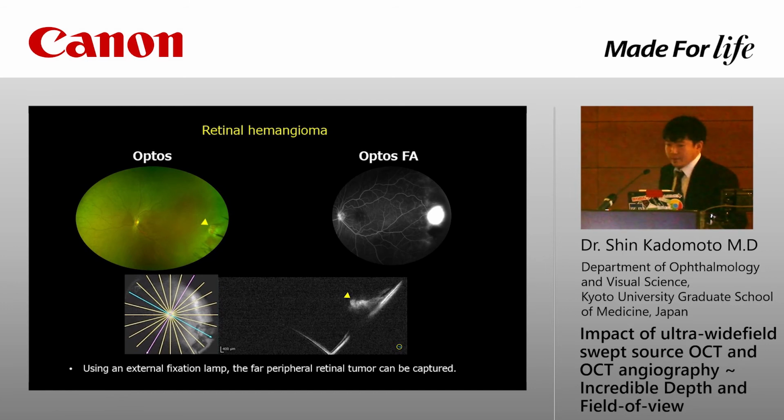This is a case of retinal hemangioma located at the far peripheral retina. Actually, the OCT S1 could not detect the ocular tumor when looking straight ahead, but using the external fixation lamp enables us to capture far peripheral lesions.